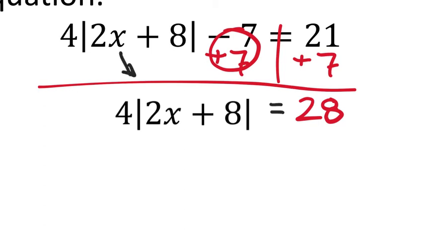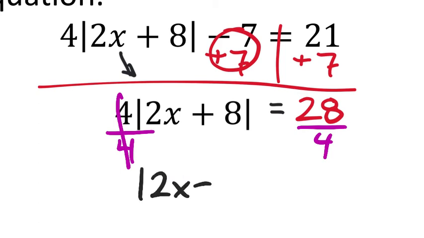Now, you'll notice that this ends up being kind of like what we did in 2.7 with manipulating equations, okay? Because I'm solving right now for the absolute value. I don't really care what's on the inside. I just want it by itself. So I don't want the minus 7 with it. I don't want the times 4 with it. So now I'm going to get rid of that times 4 by dividing both sides by 4 to make that a phantom 1. So I'm just left with the absolute value of 2x plus 8 equals now, though, 7.